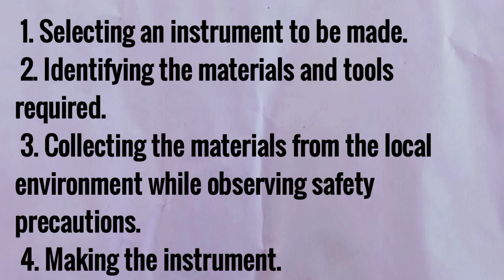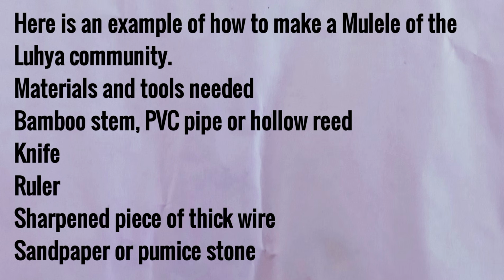So here is an example of how to make a mulele of the Luya community. Now, let's go to the materials and tools we need. The first material we need is a bamboo stem, or a PVC pipe, or a hollow reed. Then we also need a knife, a ruler, a sharpened piece of thick wire, and sandpaper or a pumice stone. Those are the materials that we need when making a mulele of the Luya community.